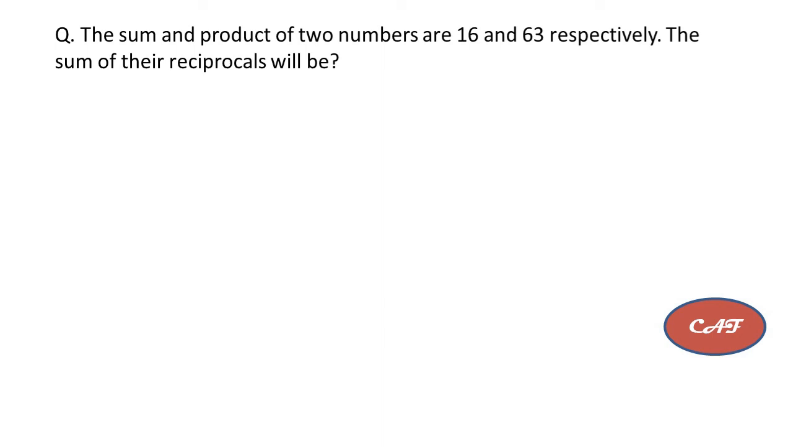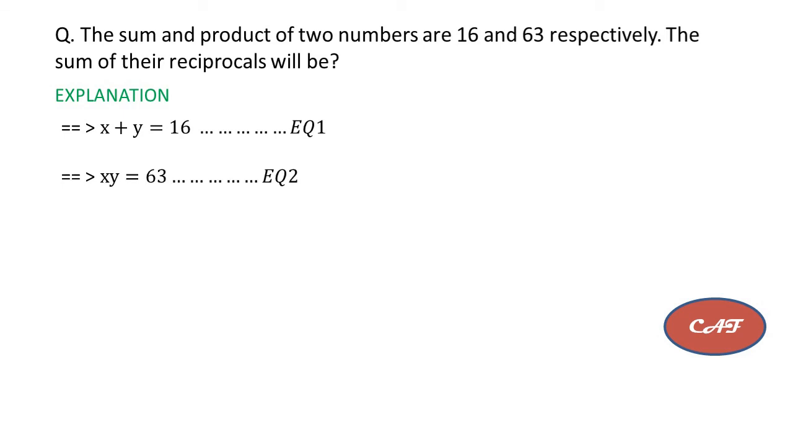The sum and product of two numbers are 16 and 63 respectively. The sum of their reciprocals will be how much? So two numbers I am assuming x and y. Okay, if you add both x and y, you will get 16, whatever they gave in the question. I am assuming that equation 1, and if you multiply those two numbers, x into y, you will get 63. Whatever they gave in the question, I am taking that only.